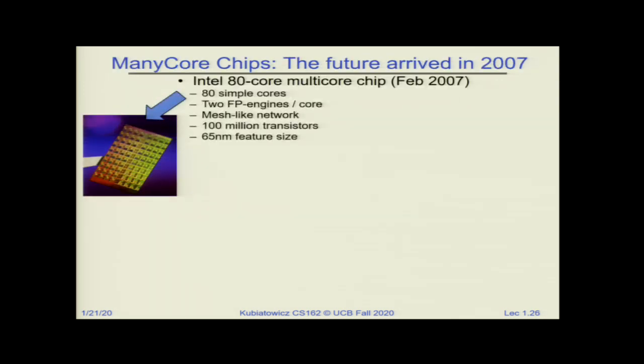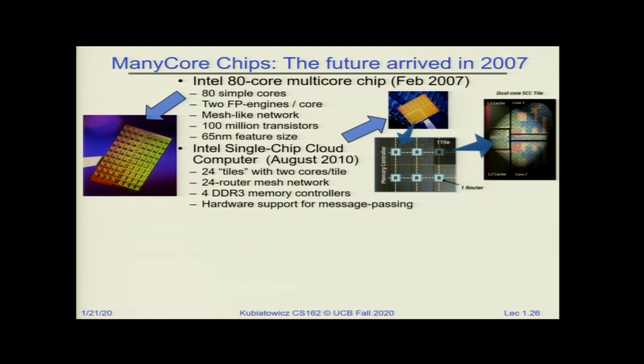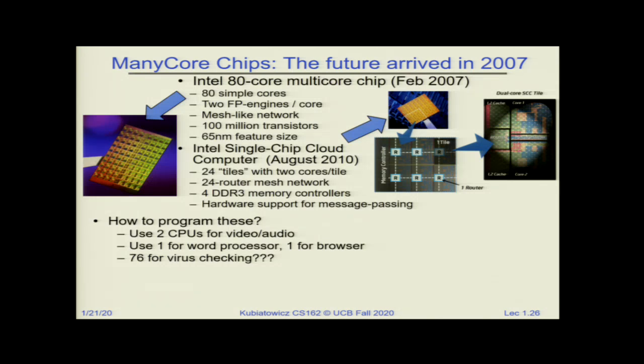Back in 2007, many-core chips really arrived, and that was where we started having things like 80+ cores. Intel made a cloud on a chip. The interesting thing that we used to joke about when this first started happening is how do you program this thing? Well, you basically have 2 CPUs, one for audio, one for video, one for the word processor, one for the browser, and 76 left over for virus checking or something like that. People didn't really know what to do with a big processor with a lot of CPUs on it. Fortunately, people have come up with more programming models that work a little better. They can figure out how to make use of those other than just wasting them on virus checking. Parallelism at all levels.